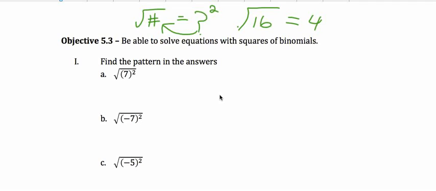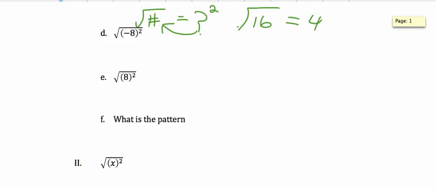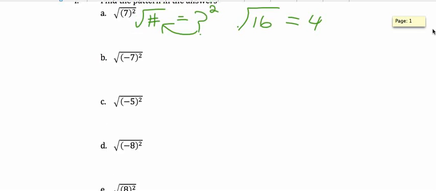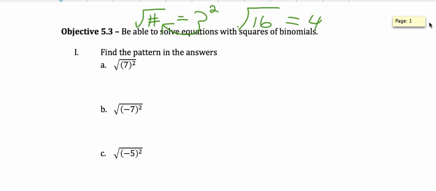Okay, so what I want you to do is try to fill out all of these, A, B, C, D, and E, and even write down an F, what's the pattern. Try to do as many of those as you can, pause, and then come back.